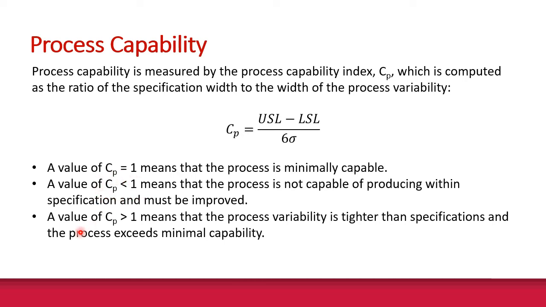A value of the process capability index of greater than 1 means that the process variability is tighter than specifications, and the process exceeds the minimum capability. An example of this would be slide C, where we're well within the specification limits. So if we have any drift at all, we can still meet our tolerances and stay within our production values.